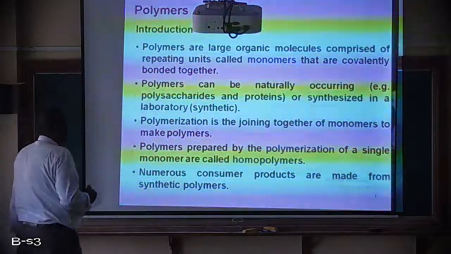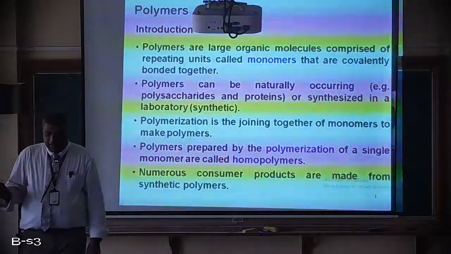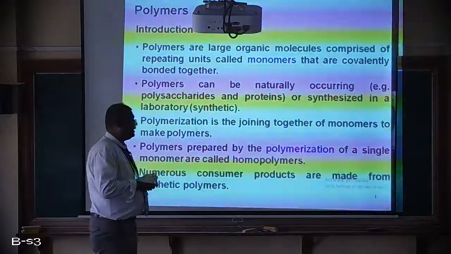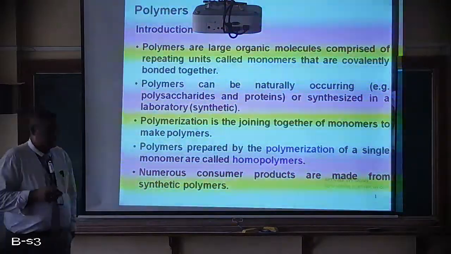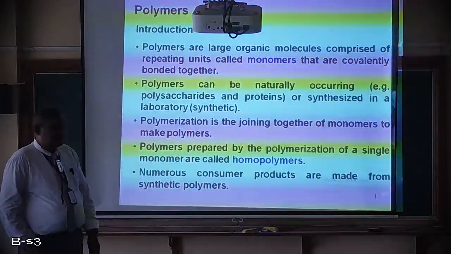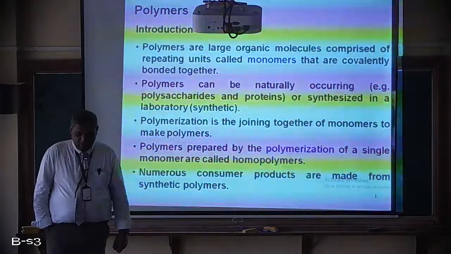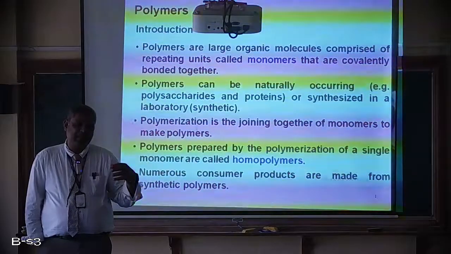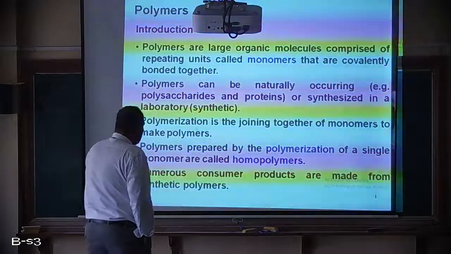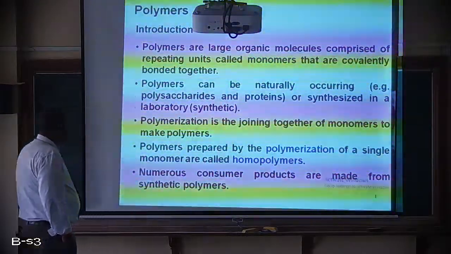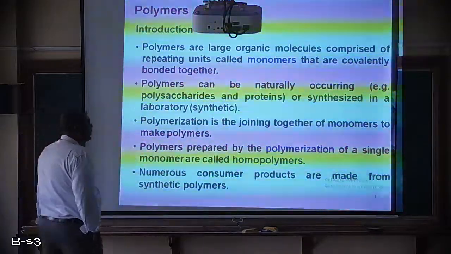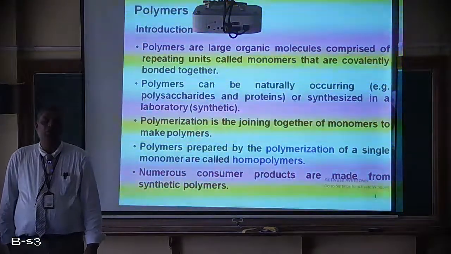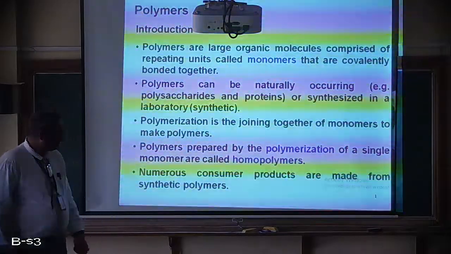Okay, so polymers can be naturally occurring. So there are two types, natural and synthetic. Here we are talking of the naturally occurring, like polysaccharides and proteins, or synthesized in a laboratory. Okay, so natural and artificial. So polymerization is the process which combines many monomers or many mers. The process where individual mers or monomers are connected is called polymerization. Okay, so this is called polymers. Polymers prepared by polymerization of a single monomer are called homopolymers. Further, they are classified into homopolymers, copolymers or biopolymers.